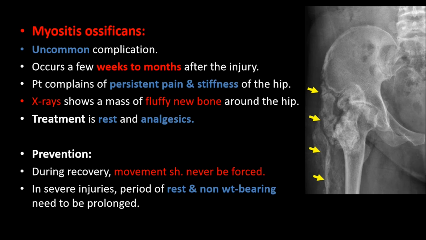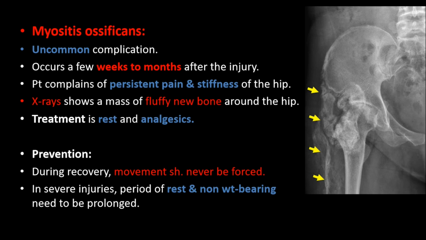Now this is an uncommon complication. It usually occurs a few weeks to months after the injury. The patient will report to the doctor and say that there is persistent pain. The patient will find it difficult to move the hip joint. All the movements of the hip will be difficult to perform and there will be stiffness. So when the doctor gets the X-ray done, he will see that there is a new bone mass. As you can see here in the image, this is a new bone mass present around the joint, and the margins are fluffy, which indicates that the process is in its active mode. So treatment of this condition is rest along with analgesics.